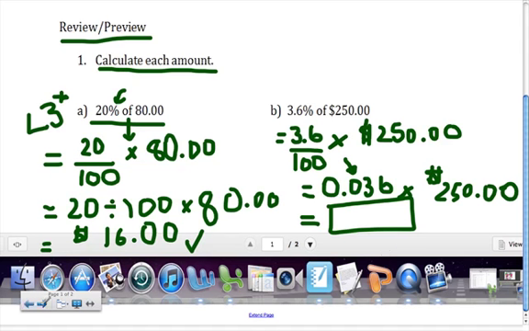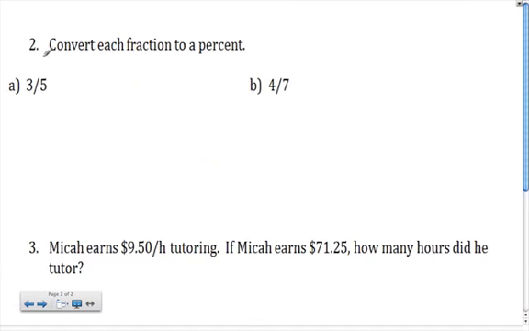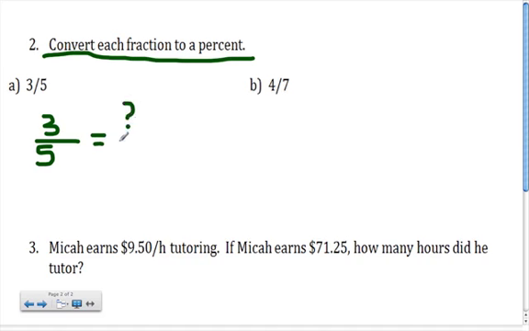Okay, next page. The next question wanted you to convert each fraction to a percent. So now we need to make 3/5 equal to a number out of 100. Really what they're saying is, okay, you get 3 out of 5 on a test. What is that out of 100? By just showing this, you're showing understanding of the purpose of the question.